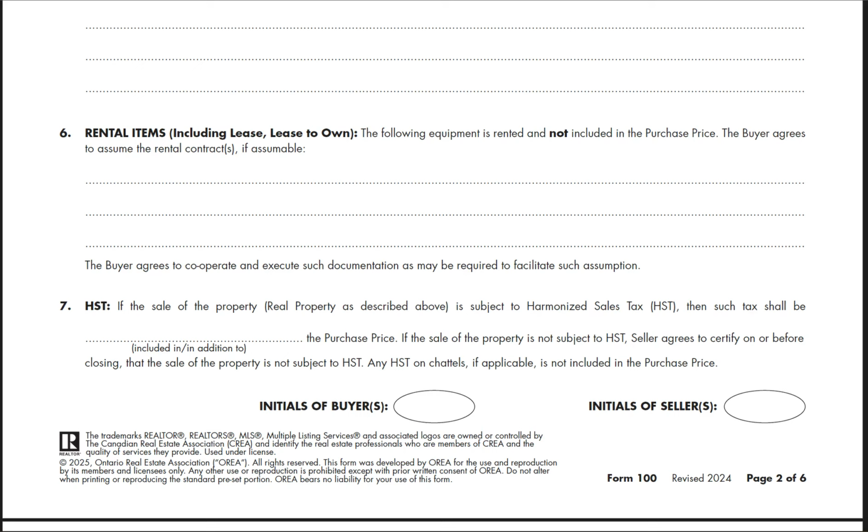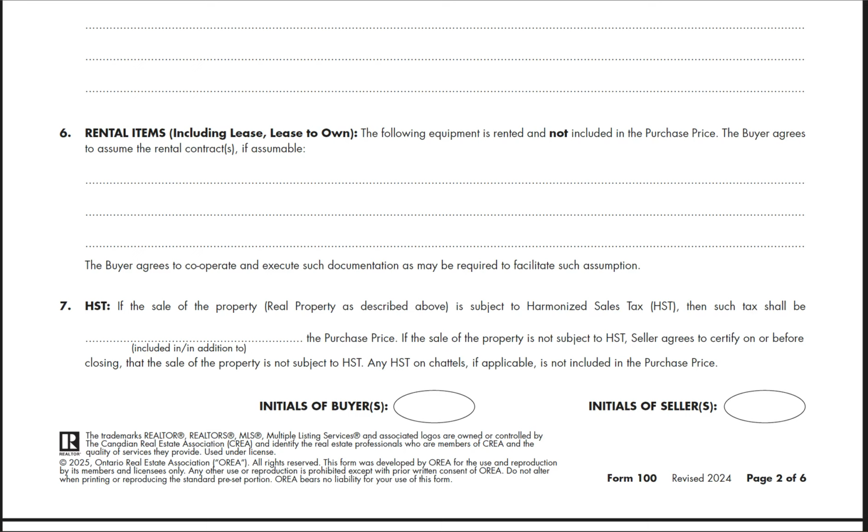Included in versus in addition to. So included in basically means that the seller absorbs the tax and pays it out of the agreed upon purchase price. So for example, if the purchase price is $500,000 including HST, the seller must ensure that the tax is paid within that amount. In addition to, the buyer is responsible for paying the HST. So if the price is $500,000 plus HST, the buyer must pay an additional $65,000. It's very important to make sure that you're aware of these things.